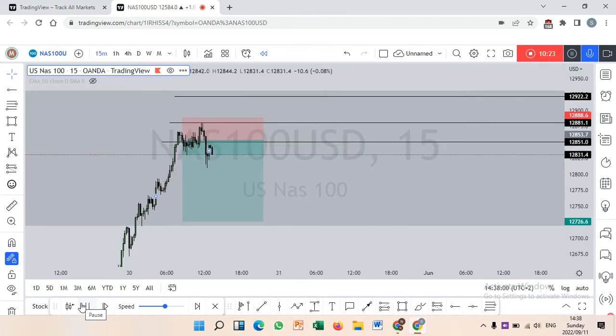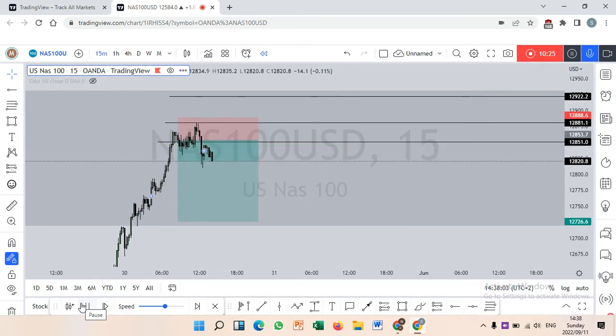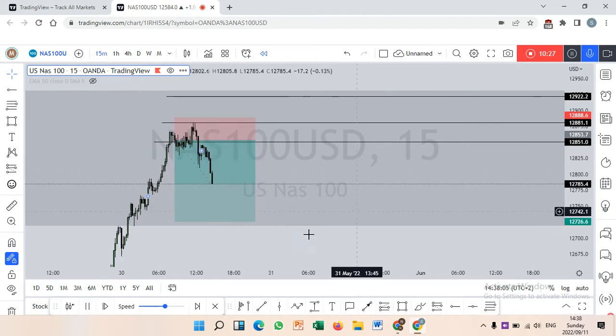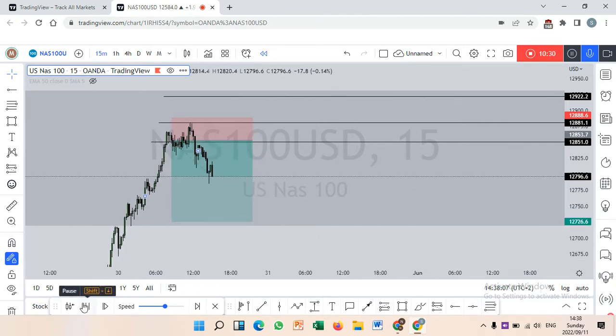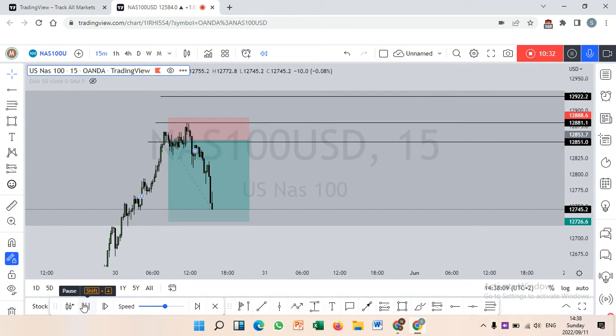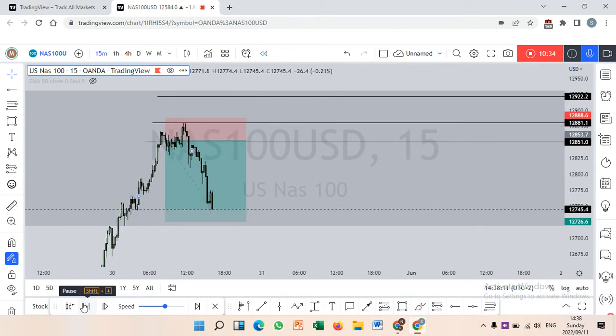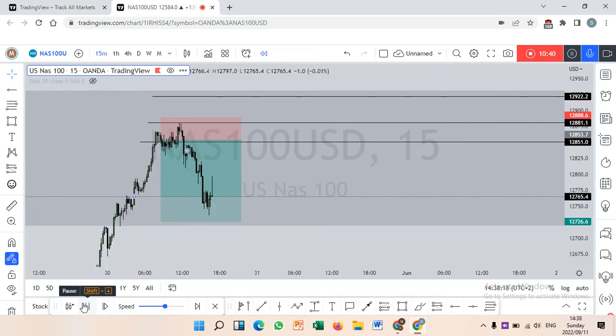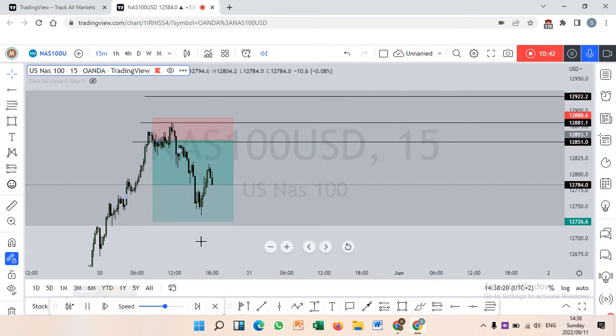Let's see. Still just London session, guys. So we might see an inward reversal upwards. You guys know Nasdaq more than me. Well, there we go, guys. I'm going to do another example before I go. Why did it stop? There's a reversal.